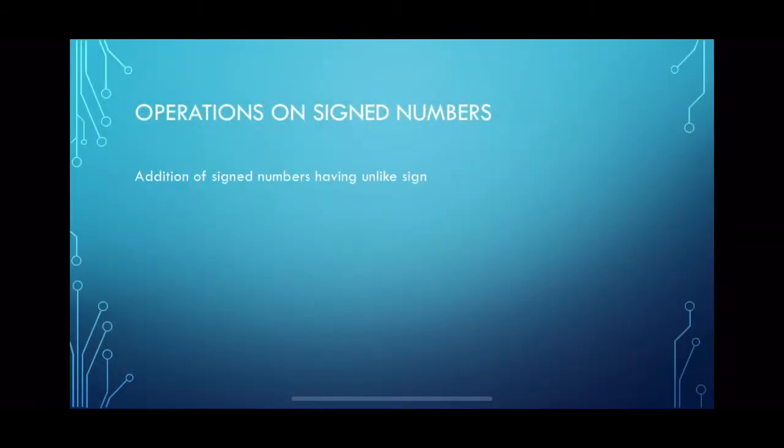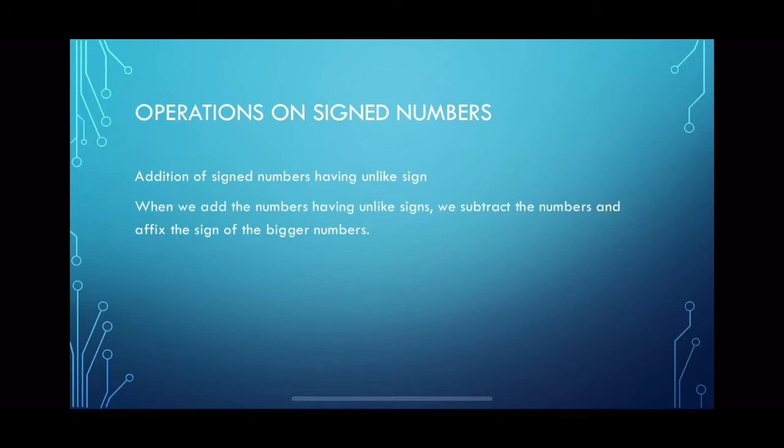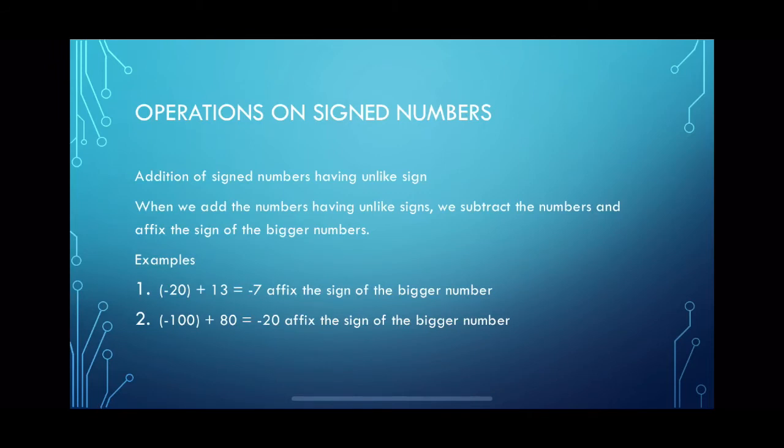Addition of signed numbers having unlike signs. When we add numbers having unlike signs, we subtract the numbers and affix the sign of the bigger number. For example, negative 20 plus 13 is equal to negative 7. The bigger number is negative 20 and the smaller number is positive 13. For number 2, negative 100 plus 80 is equal to negative 20. Again, we affix the sign of the bigger number, and the bigger number is negative 100 and the smaller number is positive 80.